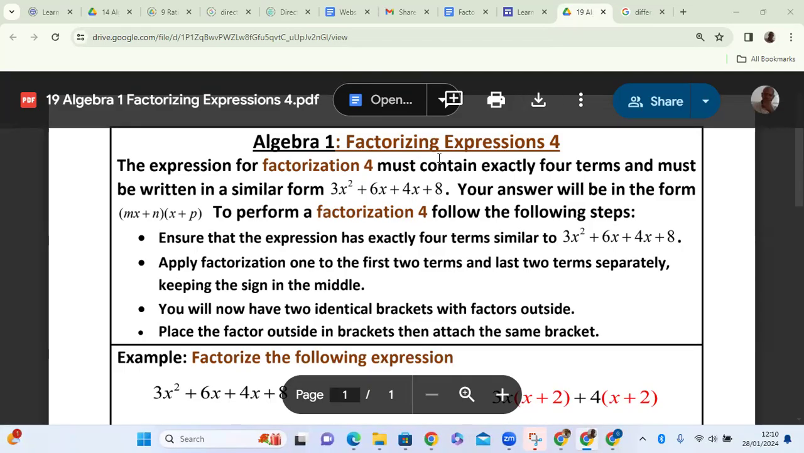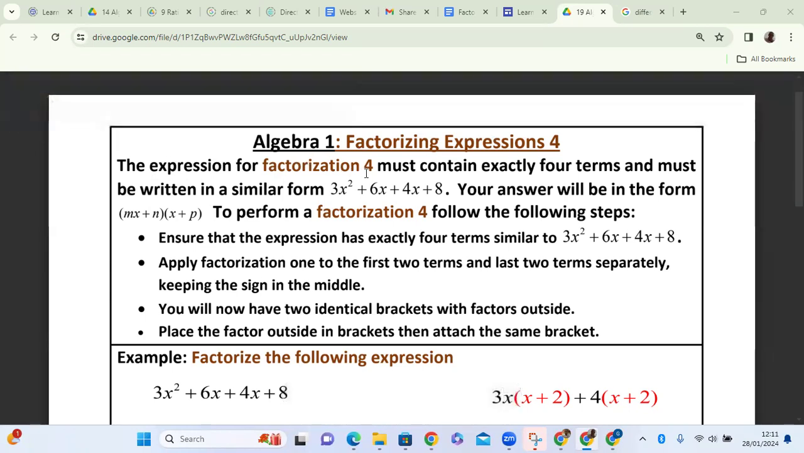Factorization expressions 4. That's algebra 1. Factorizing expressions 4. The expression for factorization 4 must contain exactly 4 terms. That's a must. There must be exactly 4 and only 4 terms, and it must be written in a form similar to this: x cubed plus 3x squared plus 4x plus 6x plus 4x minus 8.